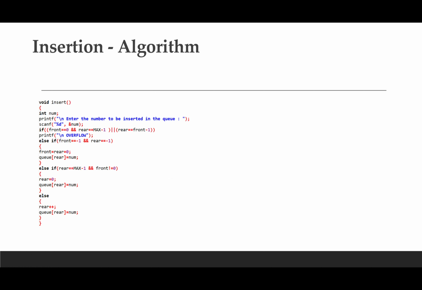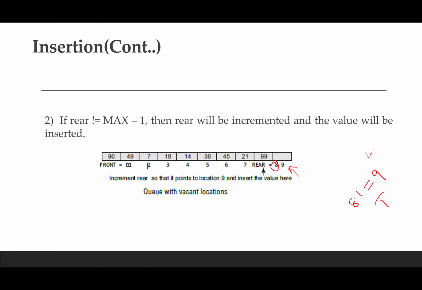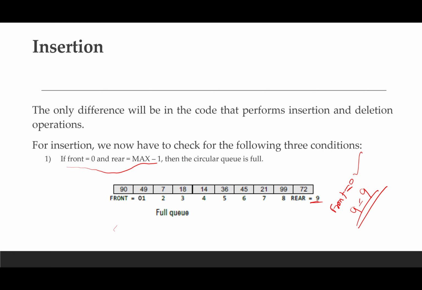We will see the code. This is the code for doing the insertion. First we are declaring the variable int num, and by using the printf statement we are printing: enter the number to be inserted in the queue. Then by using the scanf statement we are getting the value. Then we are checking the condition, that is front is equal to 0 and rear is equal to max minus 1.